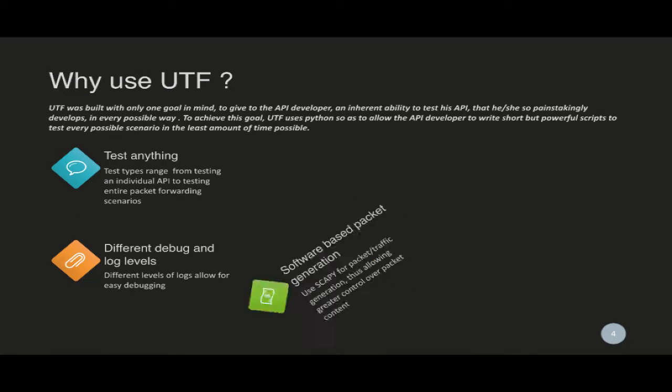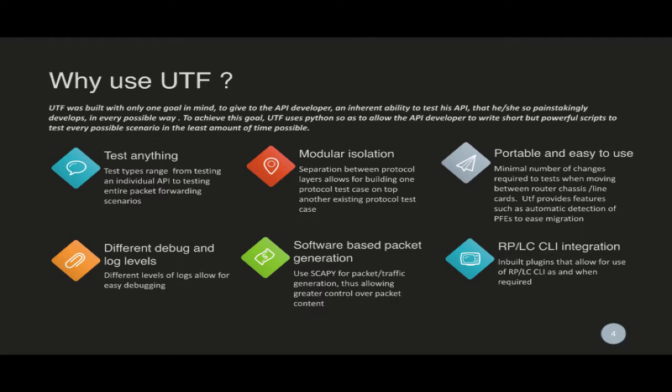Why use UTF? Basically, the main reason one would use UTF is to test anything, ranging from an individual API to entire packet forwarding scenarios. UTF also provides modular isolation so that you can separate your tests based on the layers that you are testing. It is portable and easy to use, so that if you change your line card or move from an SSR to another one, you don't have to change many files, and all your tests are still able to run the way they were running on the previous configuration.